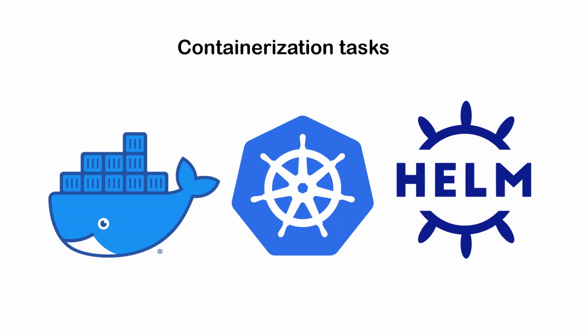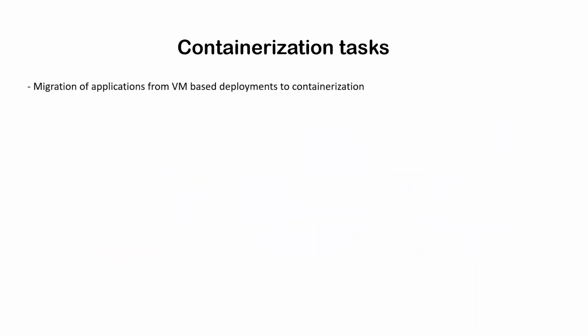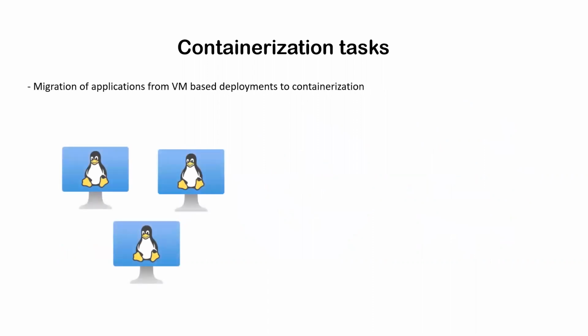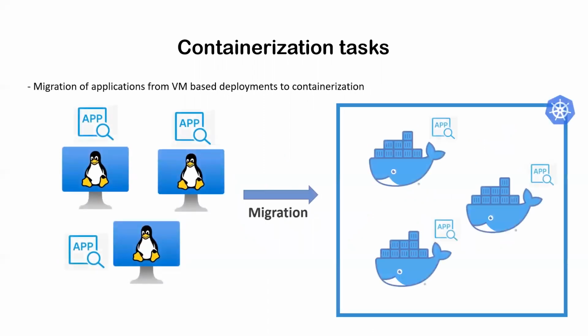Now let's discuss the containerization tasks that I've worked on: Docker, Kubernetes, and Helm charts. One of the major activities that I had worked on was migrating applications and microservices which were deployed on virtual machines to Kubernetes clusters. To containerize and deploy the application on a Kubernetes cluster, we used to follow multiple steps. So let me explain each and every step in detail.